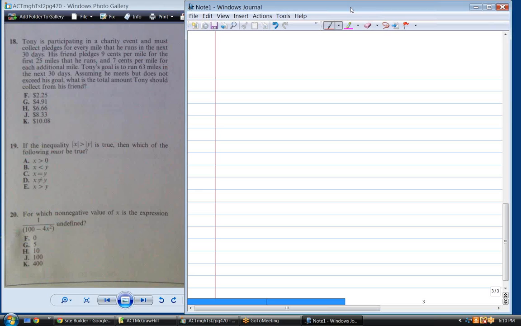So what's the equation that is going to give me the total amount that Tony earns? Tony earns what? Wouldn't you do like 63 equals... He doesn't get paid the same per mile for every 63 miles he runs. He gets 9 cents per mile for the first 25, and then he gets 7 cents per mile for every mile between 25 and 63.